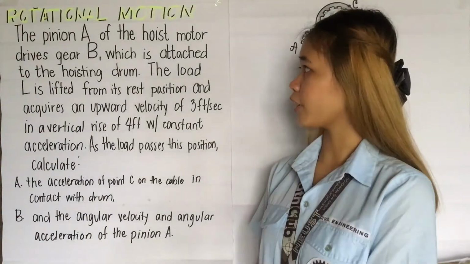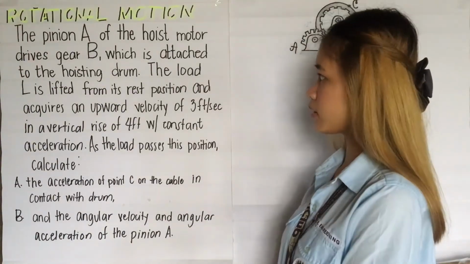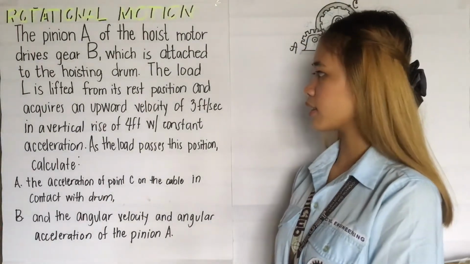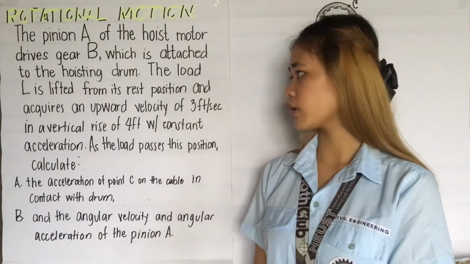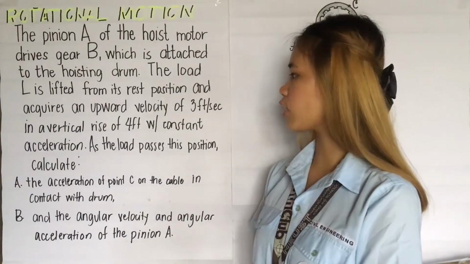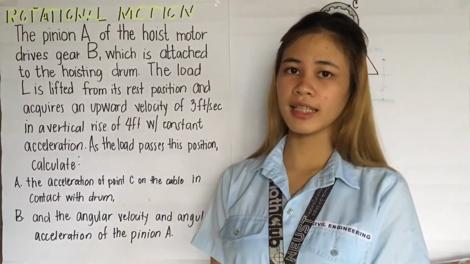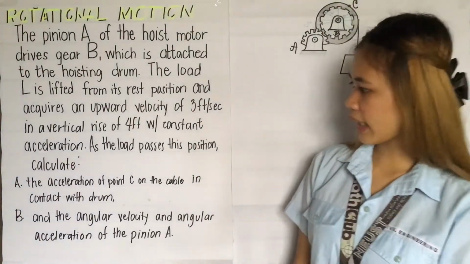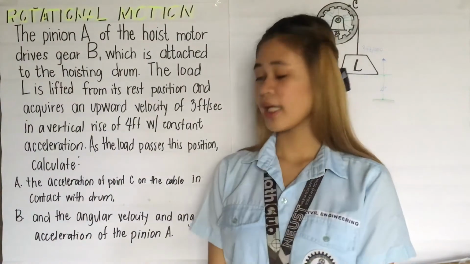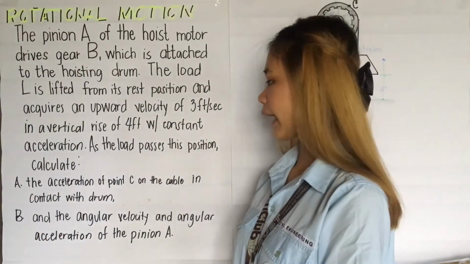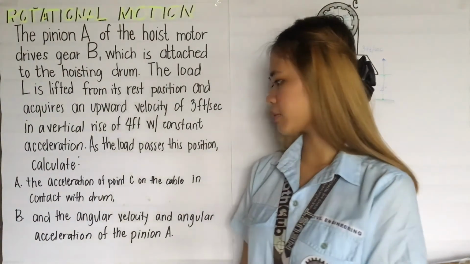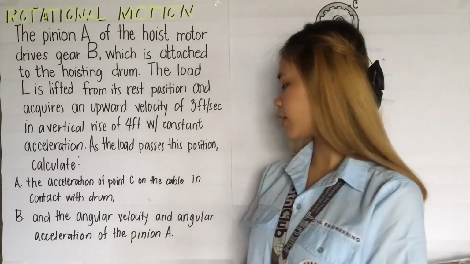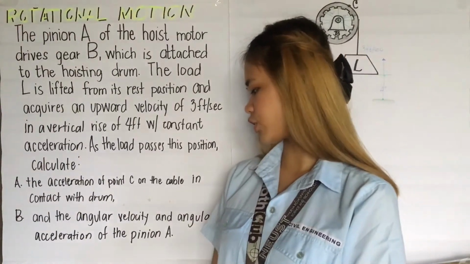I will be discussing a topic from dynamics of rigid body, the rotational motion. But first, let us read the problem. The pinion A of the hoist motor drives gear B, which is attached to the hoisting drum. The load L is lifted from its rest position and acquires an upward velocity of 3 feet per second in a vertical rise of 4 feet, with constant acceleration. As the load passes this position, calculate A, the acceleration of point C on the cable in contact with drum, and B, the angular velocity and angular acceleration of the pinion A.